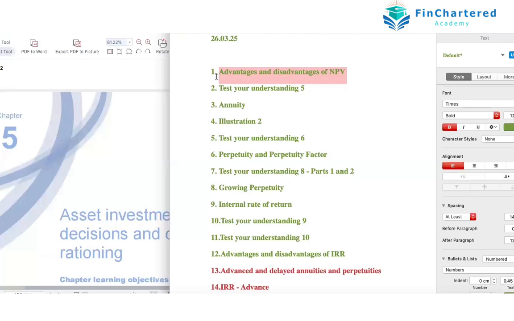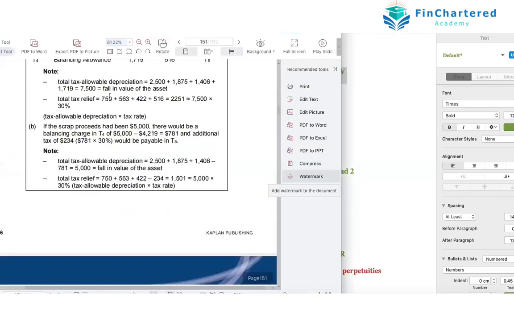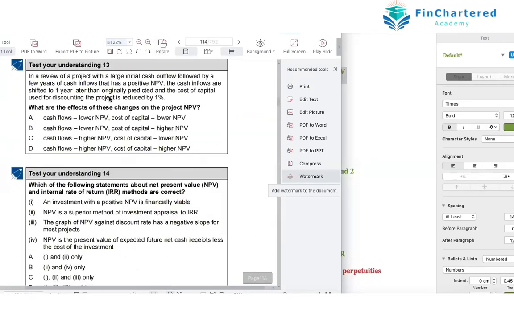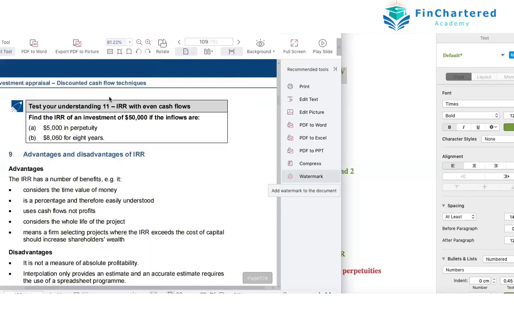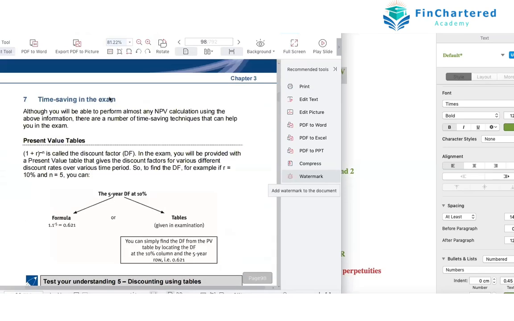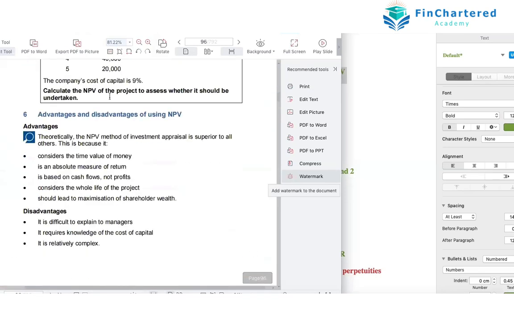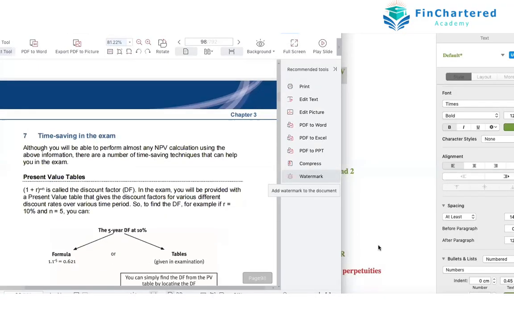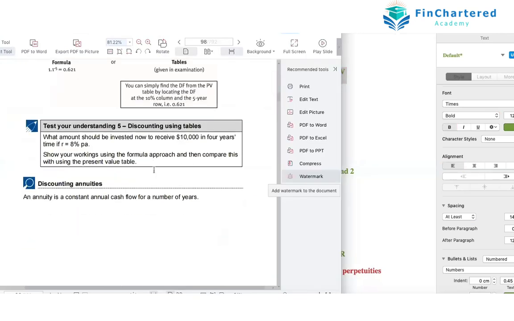But what is the drawback of NPV? Who can tell me what is the drawback of NPV? Complexity. It's complex. The manager may not understand, so you might have to explain it. Right? And you need to know what the cost of capital is. You need to figure out what it is.